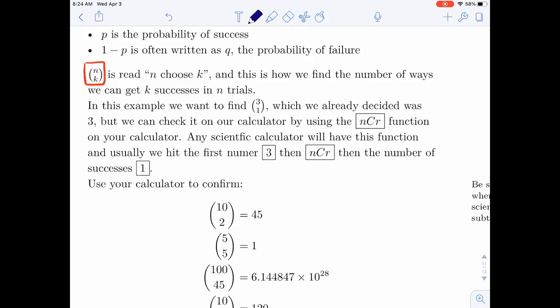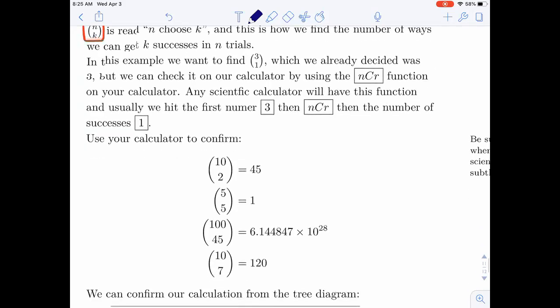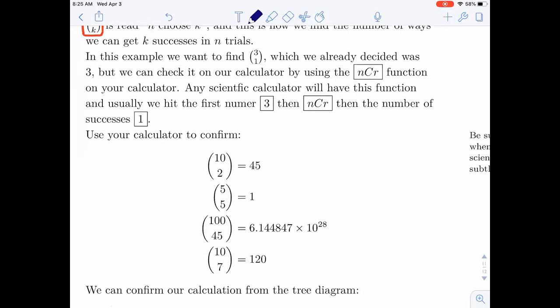But if you try 10 choose 2, now we've got 10 trials, right? So imagine a tree diagram with 10 layers, okay? And you want to have exactly 2 successes. So you'd have to trace through all those layers to find how many ways we could have exactly 2 successes. And it turns out there's 45, right? So that seems like a lot of work. So if you do 10 choose 2, just make sure you get 45.